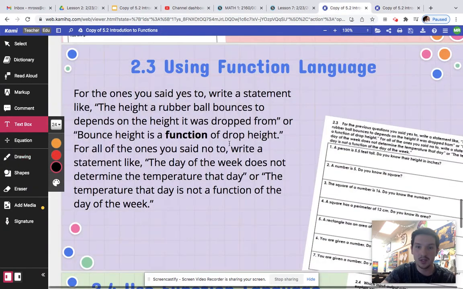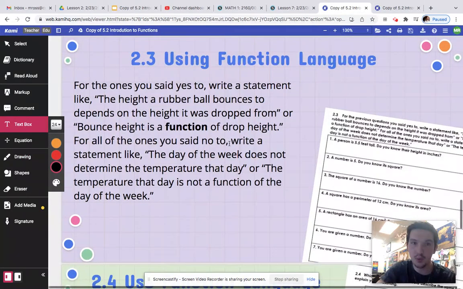So the next thing we're going to do is 2.3, using the functional language. This is the backside, and this is pretty vital for your success and understanding of this. So it says, for the ones you said yes to on the backside, I want you to write a statement like, the height a rubber ball bounces to depends on the height it was dropped from, or bounce height is a function of drop height.